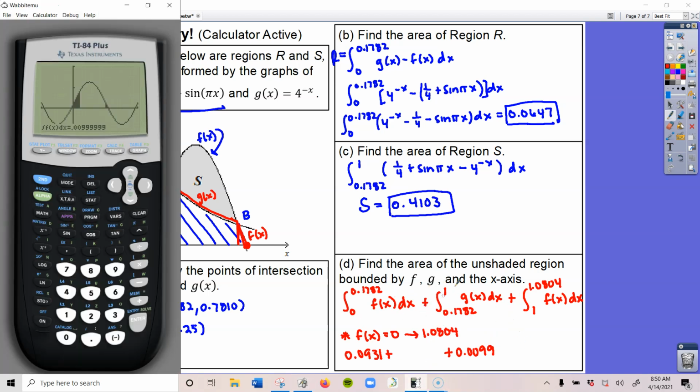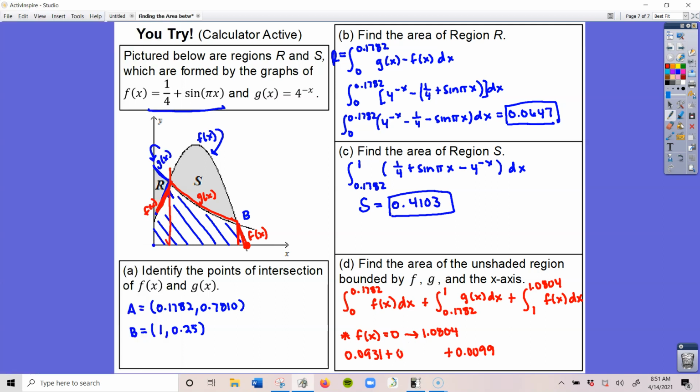So now let's get that integral in the middle. So I'm going to go back to my y equals menu, I'm going to deselect f of x, and I'm going to select g of x. So now let's go to the calc menu, option 7, integrating 0.1782 to 1, and we get 0.3831. So now to get our final answer, we just have to add all of these together.